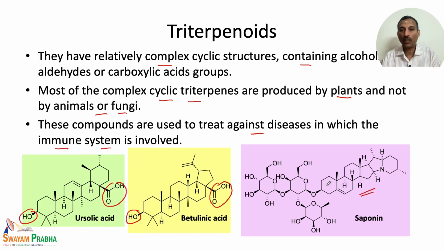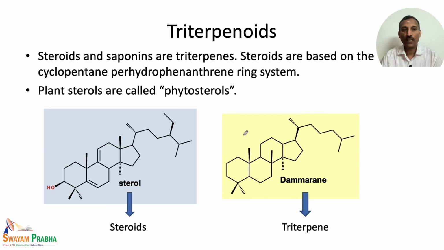So the saponin contains 1, 2, 3, 4, 5 and 6 ring systems. Actually, a part of this is basically an alkaloidal unit. As you can see, a tertiary base nitrogen is present. So this is a combination of terpene, alkaloid and glycoside. This is a complex compound which is produced by the plants. And steroids and saponins are a very important class of triterpenoids or triterpenes.